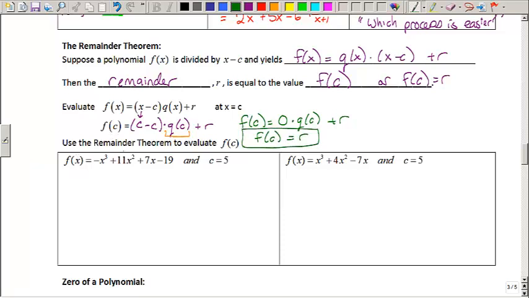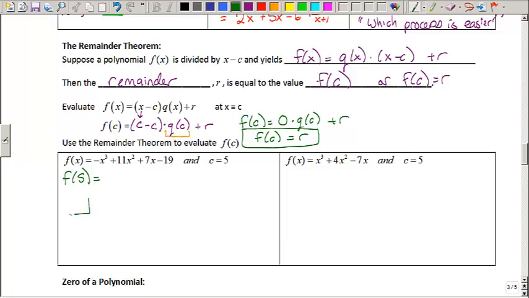So let's use the remainder theorem to evaluate f of c. So I have f of x equal to this very long polynomial, and I'm trying to evaluate it at f of 5. Now, I could plug in 5 for every single one of these values. I might want to get out a calculator because it's going to be quite large, -5 cubed and 5 squared times 11. It's just something I'm not going to want to do in my head. So instead of actually plugging it in, what I'm going to use is synthetic division.